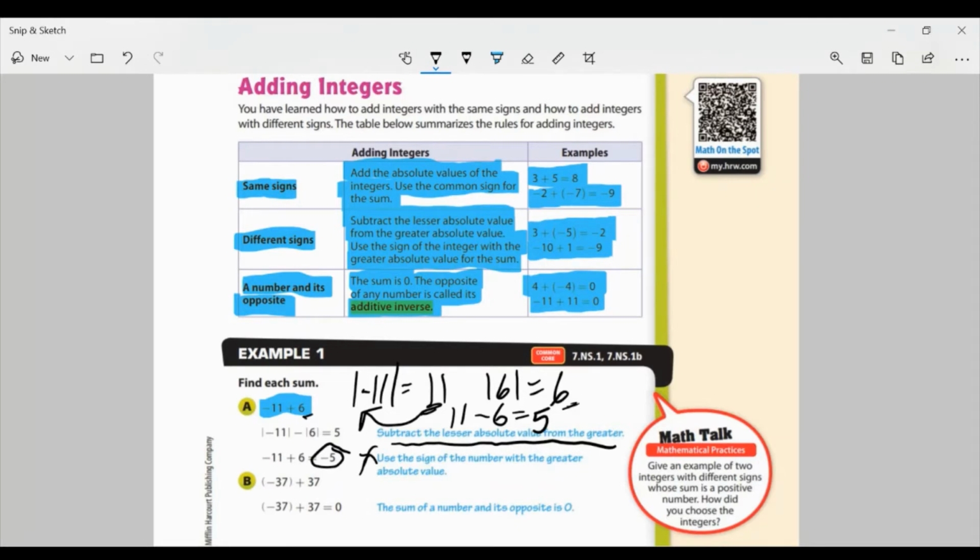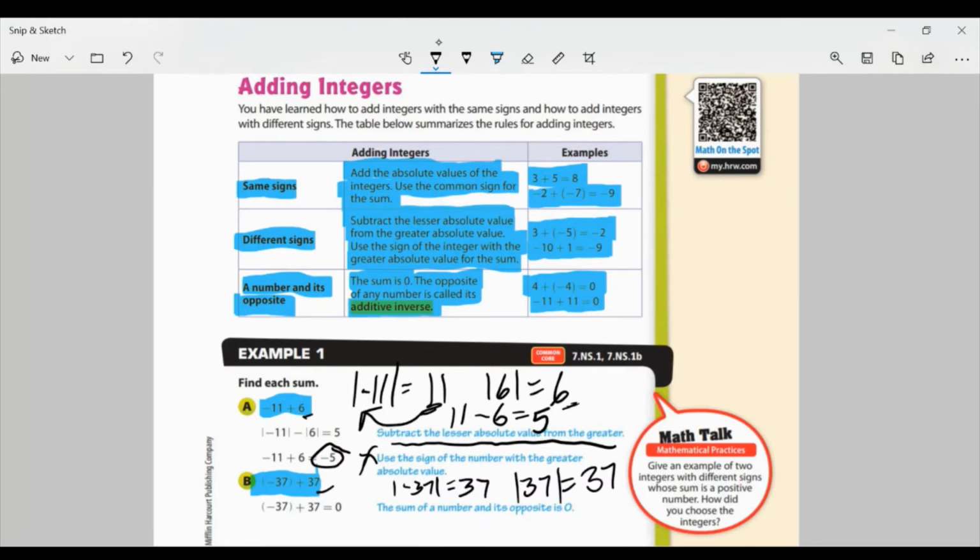All right, so let's look at part B now. We have negative 37 plus 37. I'm going to take the absolute values again. I have negative 37, and the absolute value is going to be positive 37, because the absolute value is always positive. Now, I take positive 37, the second one, and get my absolute value, 37.